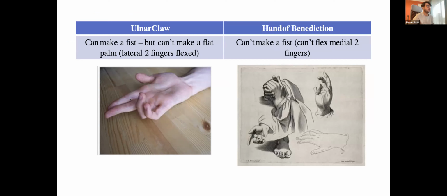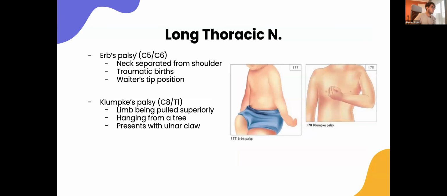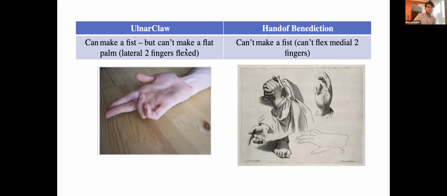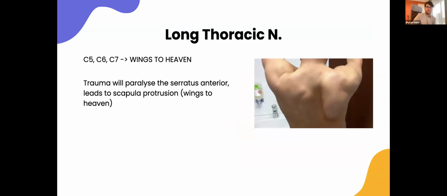So basically, we can't make a flat palm. So when we flex our hand, it's the lateral two fingers in the ulnar claw that are flexing, and our medial two fingers are staying. Sorry, that must be a mistake in the notes. It should be our lateral two fingers are extending, but our medial two aren't. Sorry, my bad. Let me change that. Good one, I didn't even pick up on that. So yeah, long thoracic nerve, C5, C6, 7.